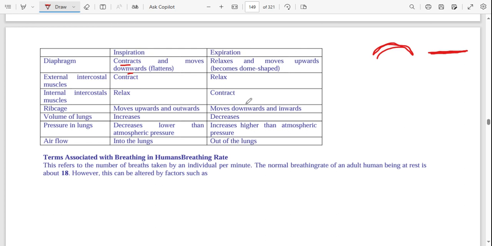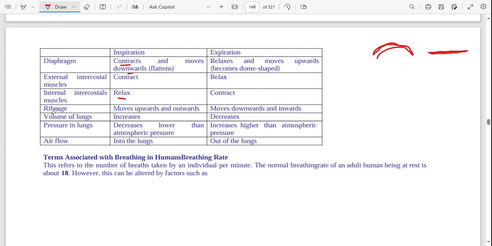When you are breathing in, the external intercostal muscles also contract, the outside ones, to pull the chest outwards. But those which are inside, because you are pulling the chest outside, the internal intercostal muscles will relax.